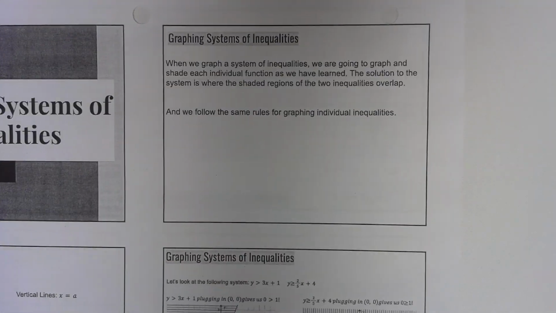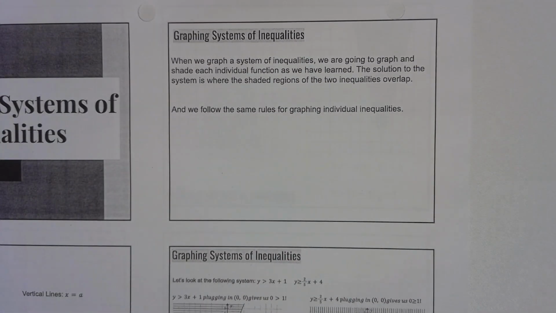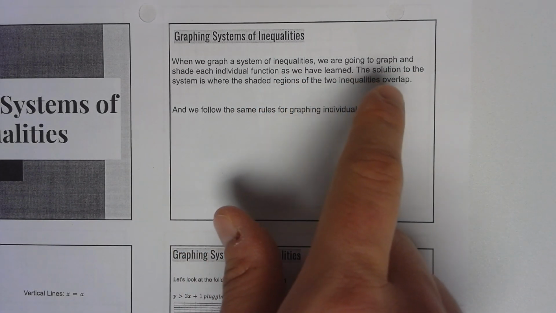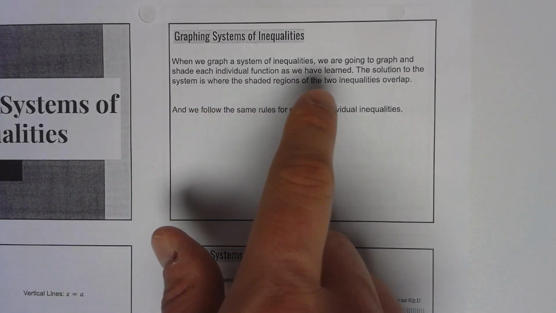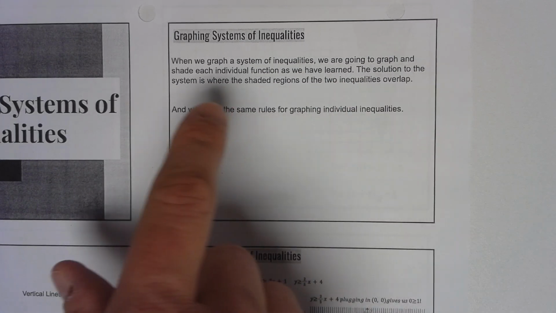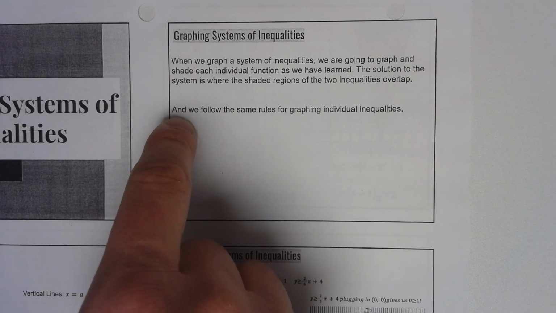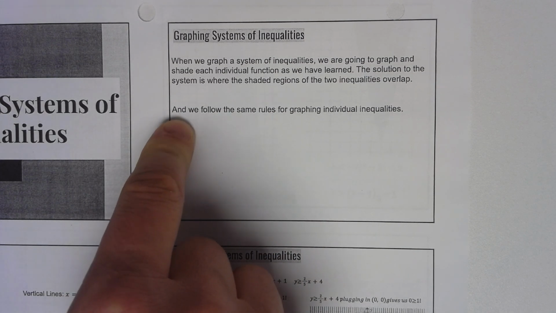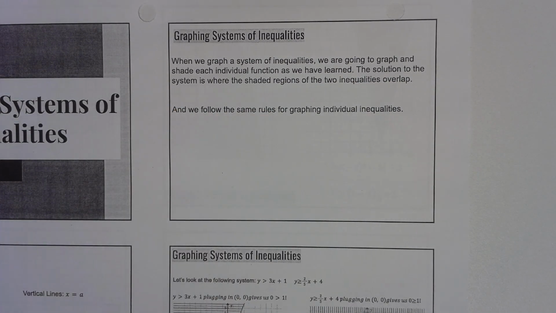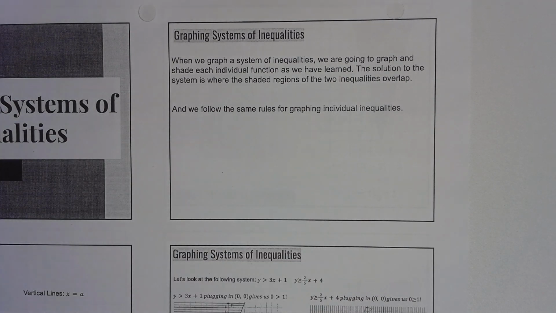All of the stuff we've done with inequalities so far, we just continue with these rules. So when graphing inequalities, we're going to graph and shade each individual function just like we've learned. The solution to a system, which again, when we see the word system in math, means there's more than one equation, or in this case, inequality, is where the shaded regions overlap. I have two different colored pens to help see that, but that'll be the hardest part that we'll need to figure out.